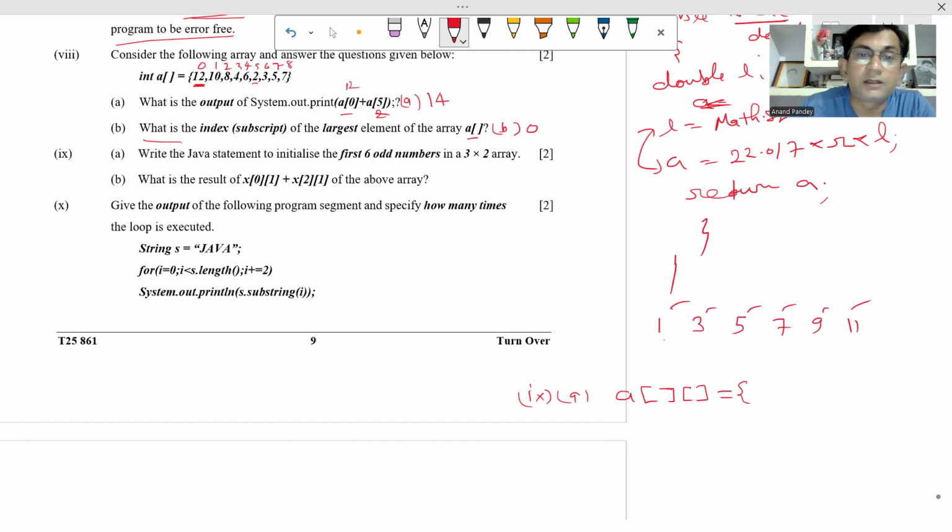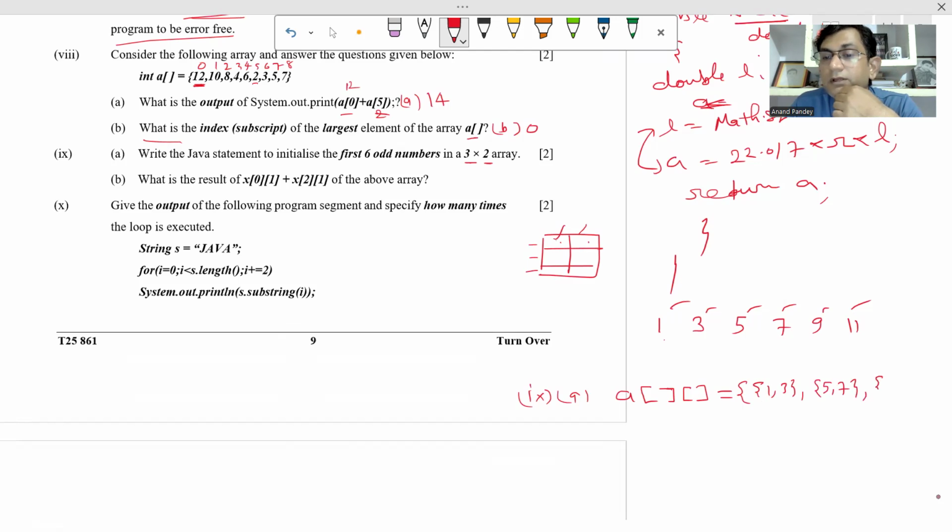Here, first, how many rows are there? 3 rows are there, and how many columns are there? 2 columns are there. It means the array will be like this, only 2 columns and 3 rows. So in one row, how many odd numbers will be there? 2 only. So the first row elements 1, 3, comma. The second row elements 5, 7, comma. Third row elements 9 and 11. These are the elements, means 1, 3, 5, 7, 9, 11. First 6 odd numbers we have stored.